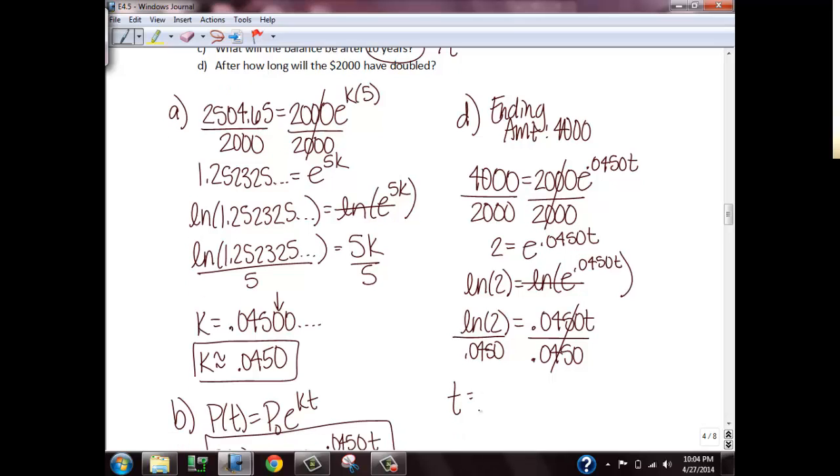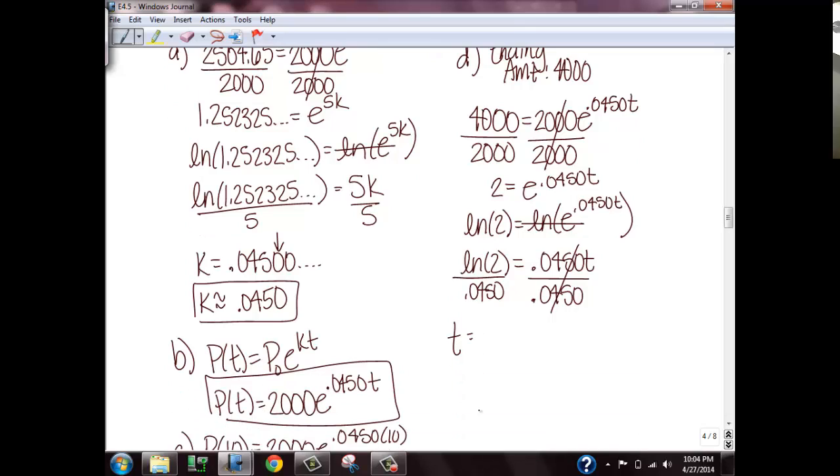So this means that t is equal to, when you get a decimal for this, something along the lines of 15.4032 and so on. Again, we want to know how long it will take to double our initial investment, our $2,000, so we're solving for years here. It may ask you to round to the nearest year, or the nearest tenth of a year, so make sure you read your instructions. I'm going to round it to the nearest tenth, so I'm going to say 15.4 years. Time is approximately 15.4 years.